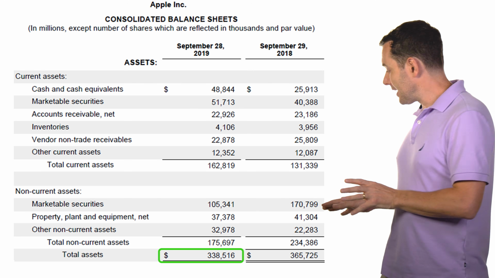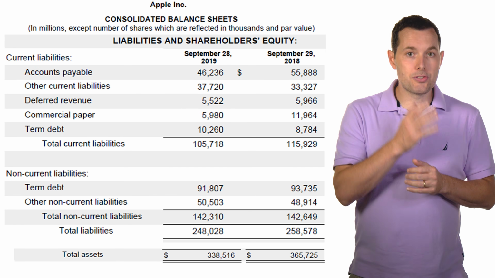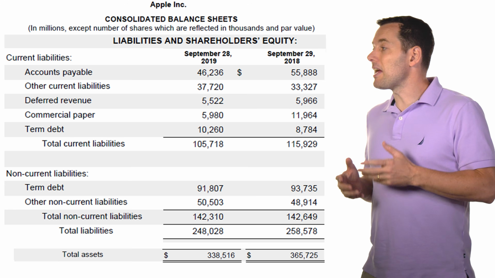Now we're actually going to lock in this total assets number down here at the bottom. And then we're going to switch this to the liability section of the balance sheet. Now, once again, the same math applies.